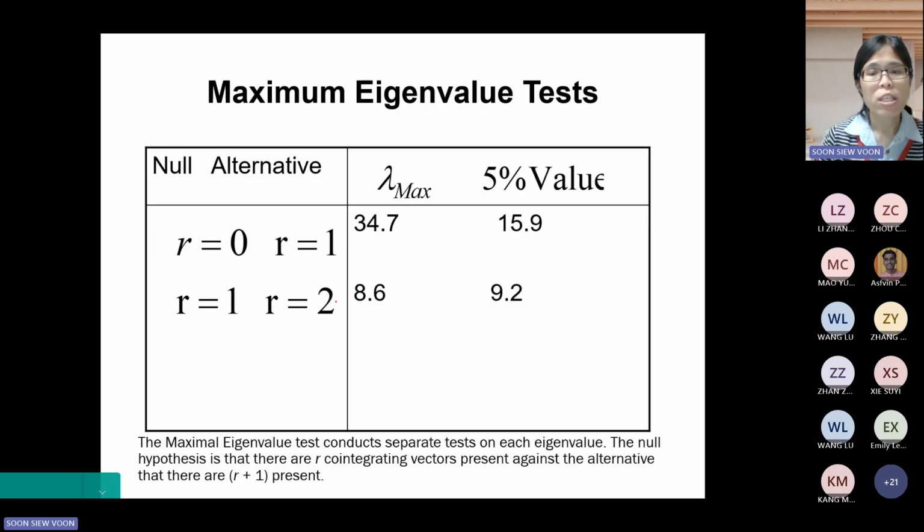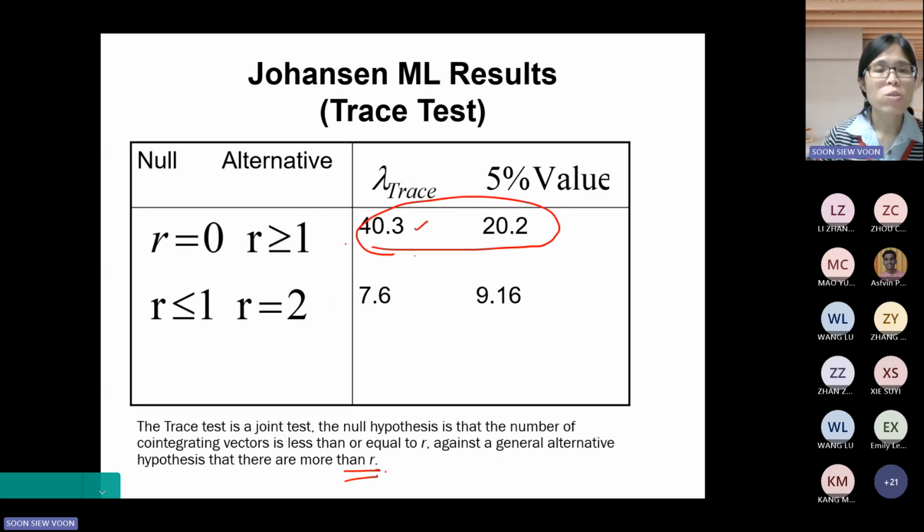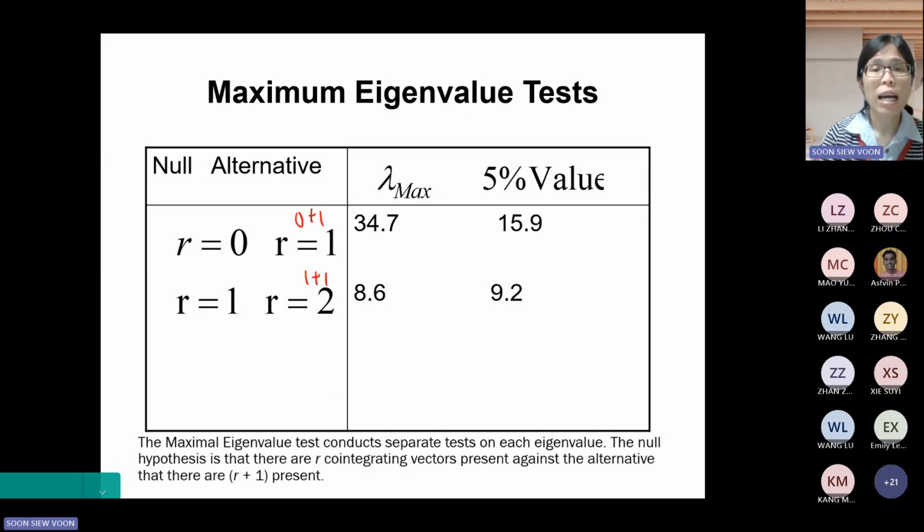The Eigen one is against the alternative R plus 1, right? So 0 and then R plus 1, so it's 0 plus 1 here, and then this is 1, so 1 plus 1. So this one is actually a different hypothesis under the trace. But you can see the difference for the Eigen, it's just R plus 1. So it's testing R equals 0 versus R equals 1.